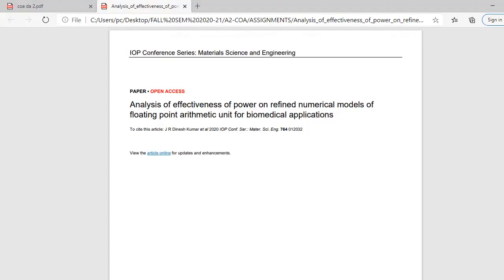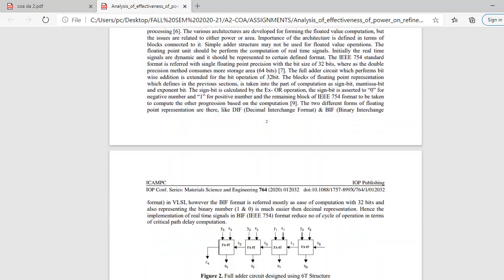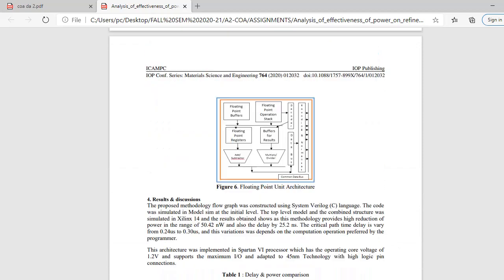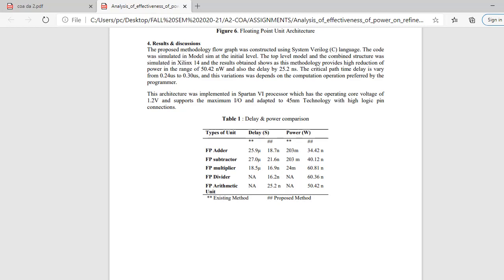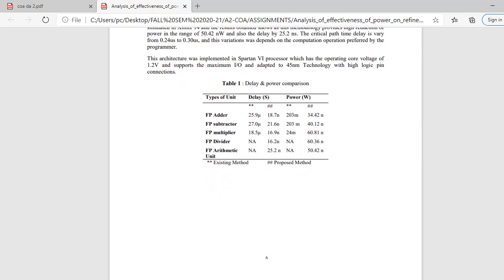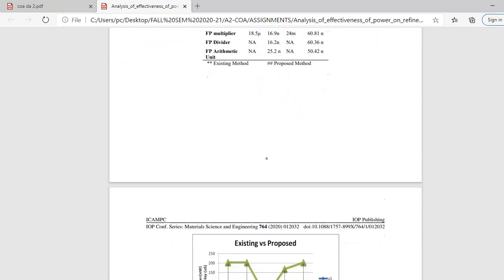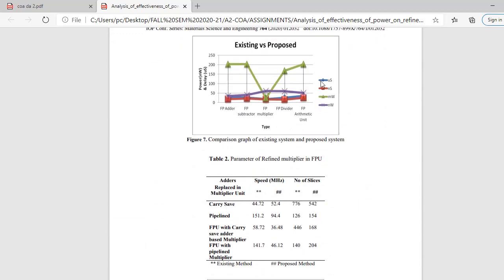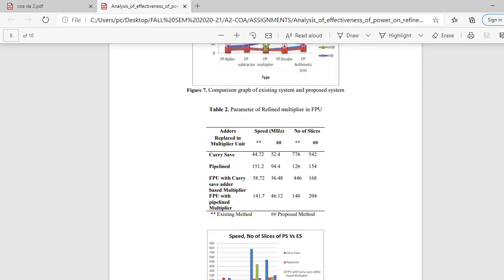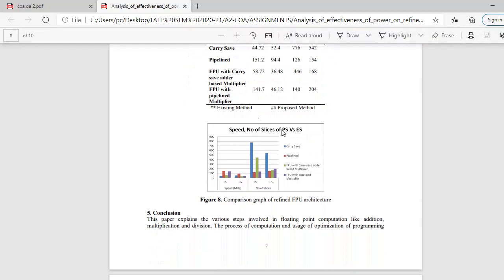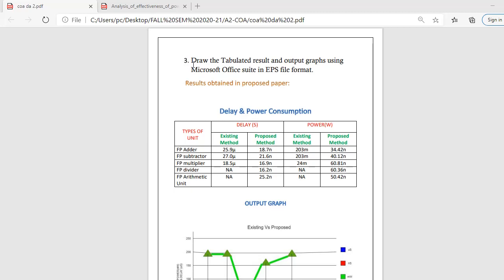Okay, to find the graphical results and tabulated ones, this is my journal paper. We have the tabulated results at the end. This is my floating point unit architecture, and these are the results. This is the delay and power consumption table for different types of units, this is the existing and proposed architecture graph comparison, this is for parameter of refined multiplier variations, and this is the graph of the result.